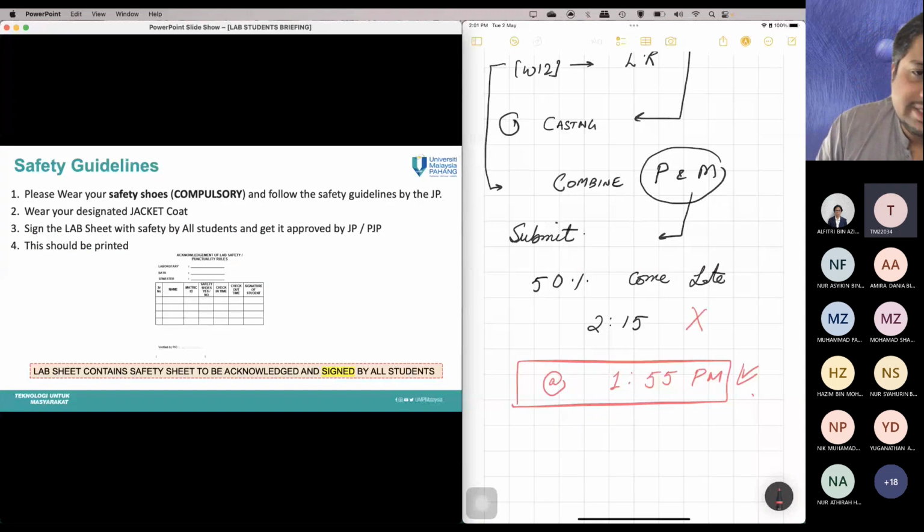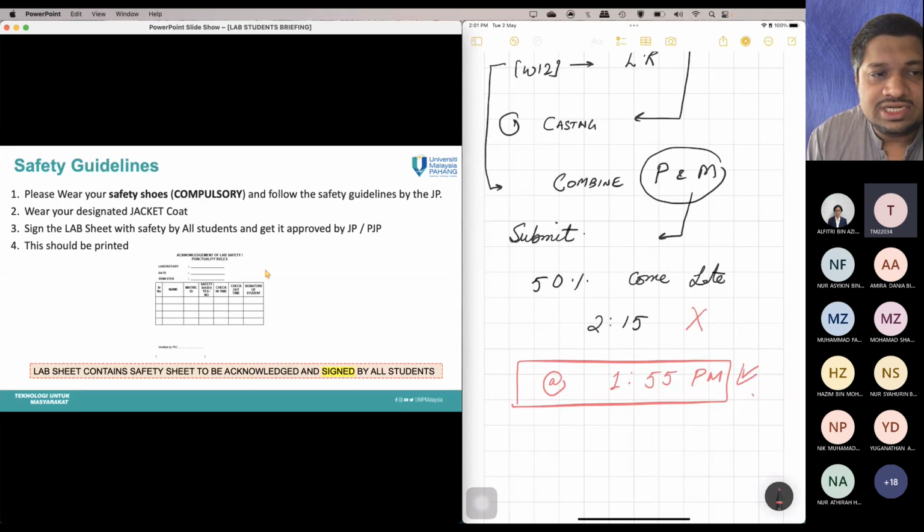As recommended and consulted by the lab instructors, they have told me that for this year, all students should wear safety shoes. If you do not wear safety shoes, then it is not allowed for you to enter the lab. You have to ask the GP about the safety guidelines, but they have told me that safety shoes are important. Wearing your jacket is recommended.